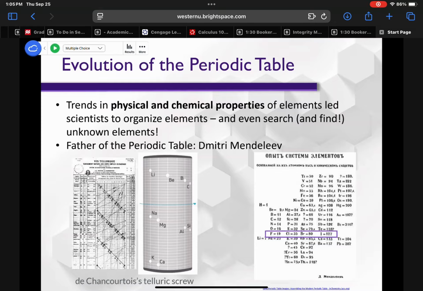Unfortunately, he wasn't a great communicator. This was his publication and no one could really make head or tails out of what he was saying. This is now like the Wikipedia article, a nice view of a 3D image of a telluric screw. Didn't stick either. But Mendeleev's periodic table, this was his original version that he sent out, like 200 copies to a bunch of colleagues and scientists and said, this is what I have worked on.